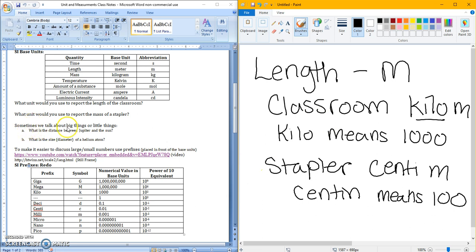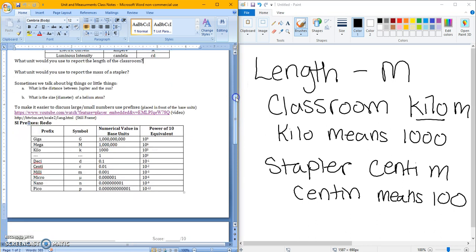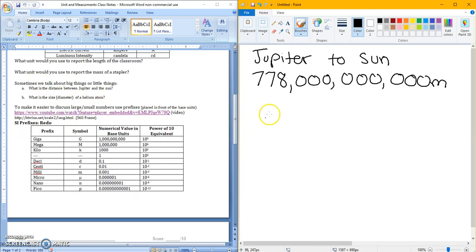So, sometimes we talk about big things or little things. For instance, the distance between Jupiter and the Sun. Whew! That is a huge number. 778. Let's see, that's 100 million, or thousands, millions, billions, trillions. That's a whole lot of meters, okay? And writing out all those zeros, well, after writing that a few times, I'm sure to forget a zero or something might get messed up.